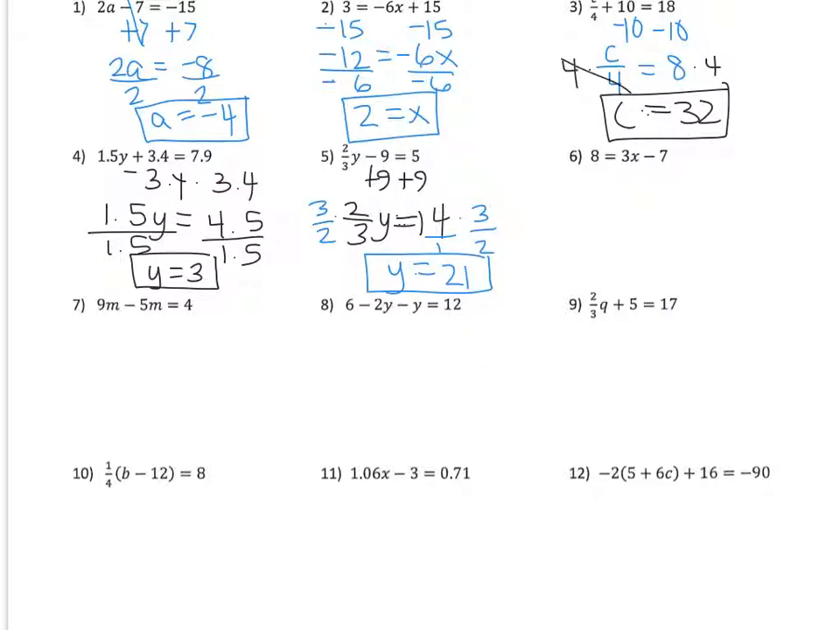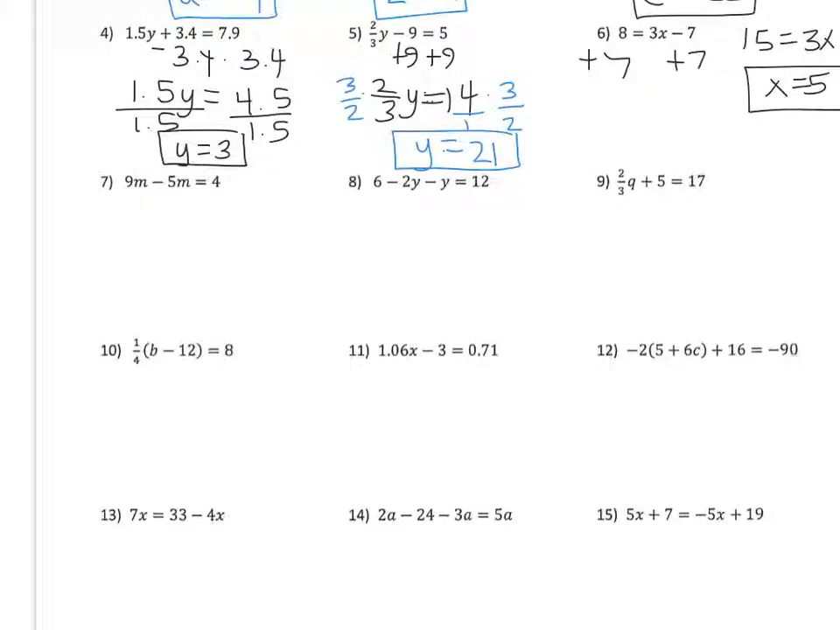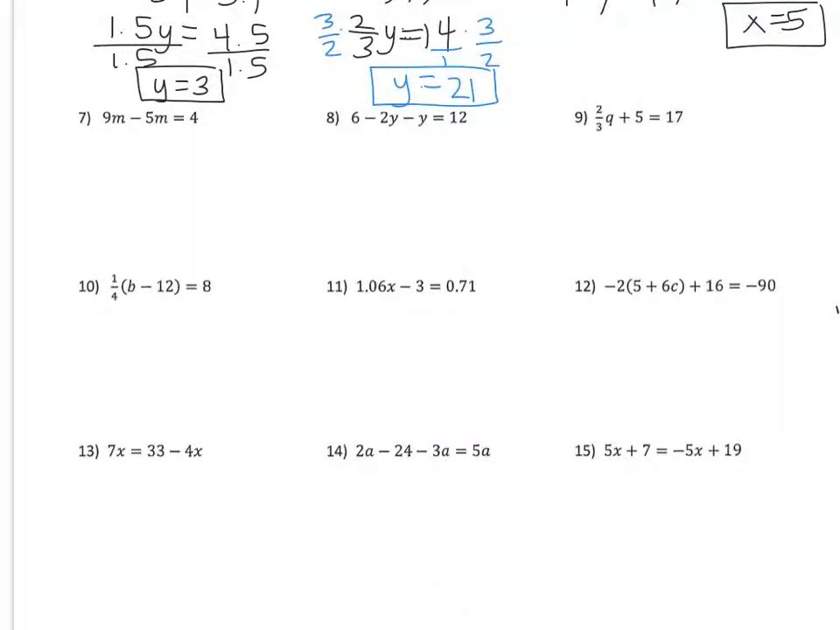And then number 8, add 7 to each side. So it's 15 equals 3x. X equals 5. And then number 7, got to combine like terms. So 9m's minus 5m's is 4m's. So 4m's equals 4. So m equals 1.